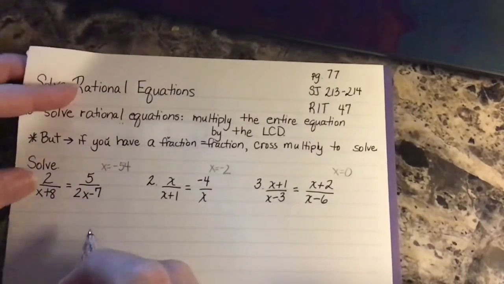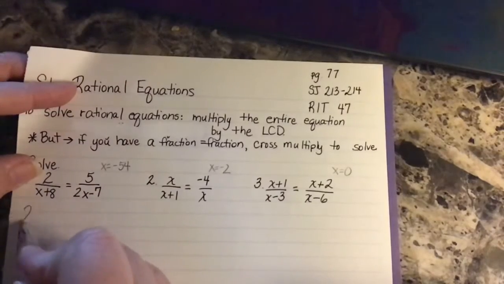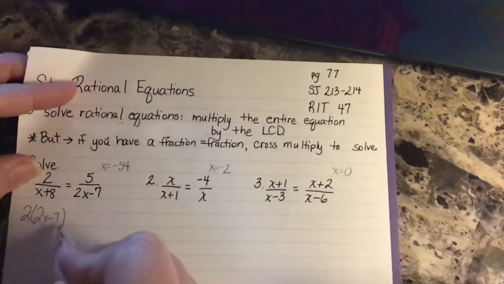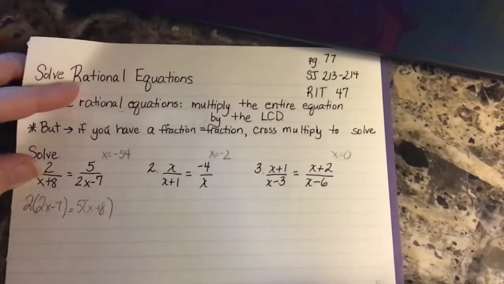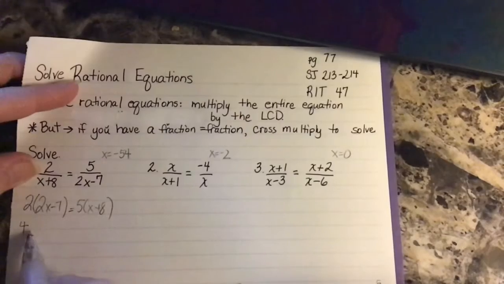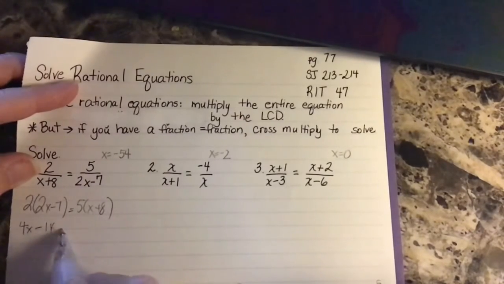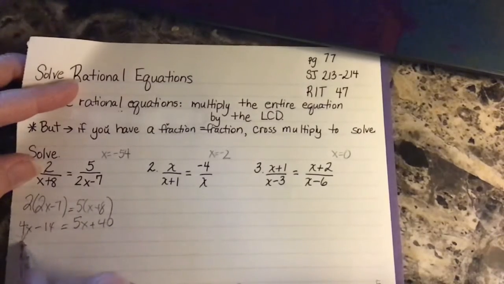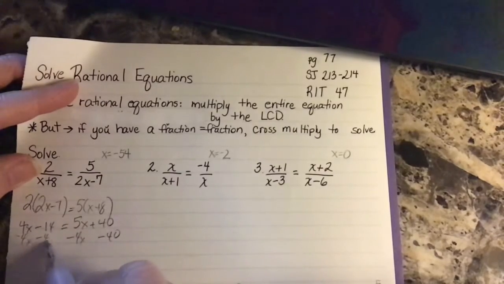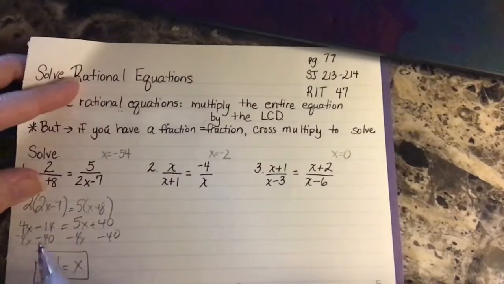So to cross multiply literally means to do 2 times 2x minus 7 equals 5 times x plus 8. Then you're going to distribute. Subtract 4x, subtract 40. Is that negative 54? Negative 54 equals x. And I did get the correct answer.